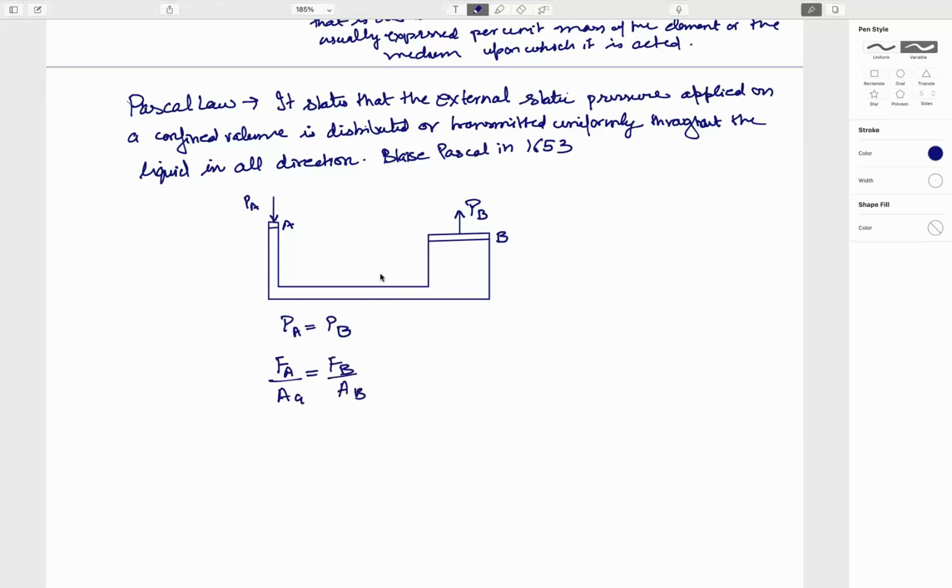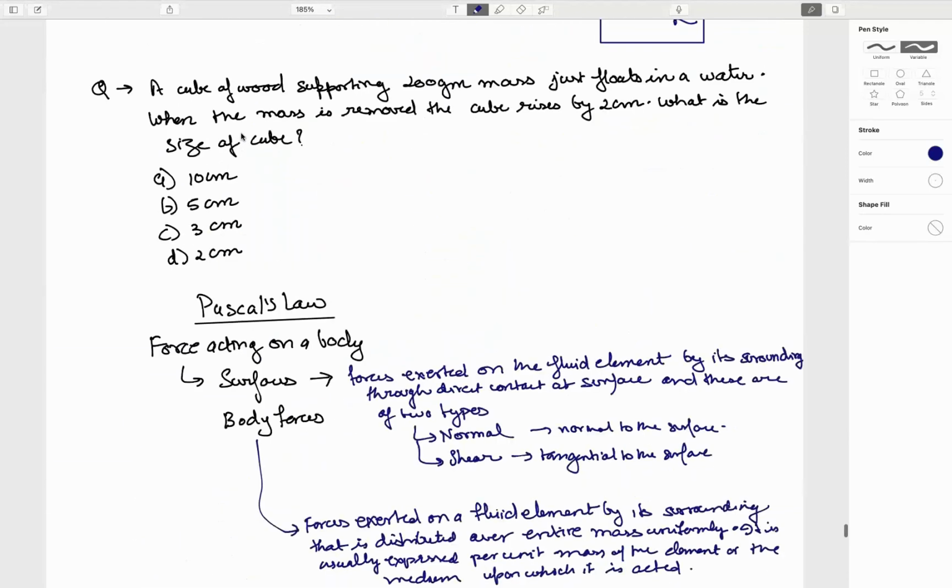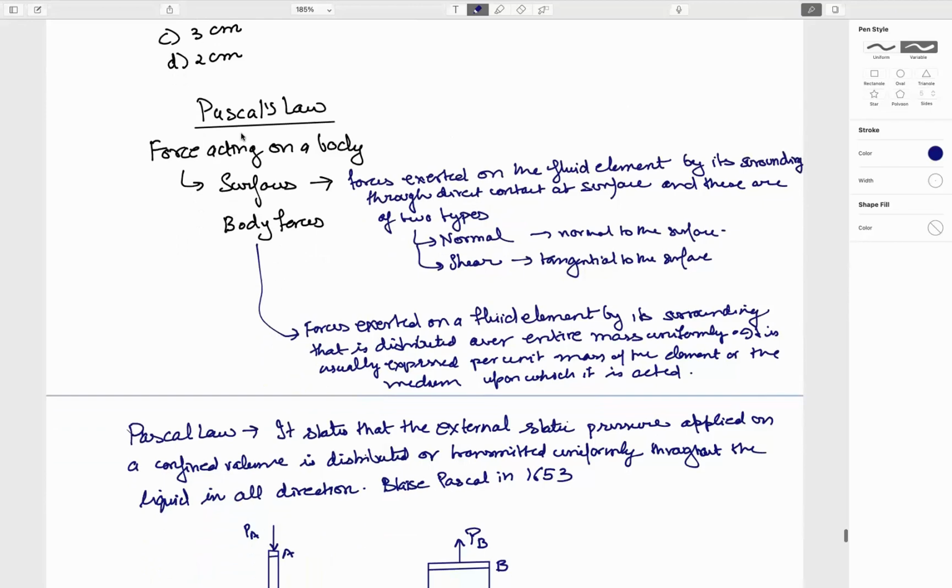So I will derive Pascal's law in the next class, and we'll discuss this question also. Okay, then thank you.